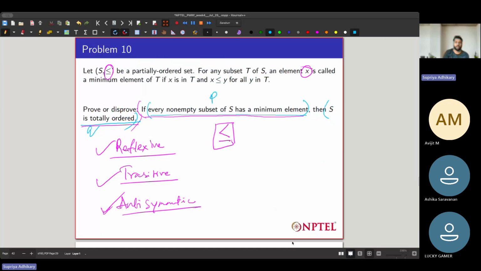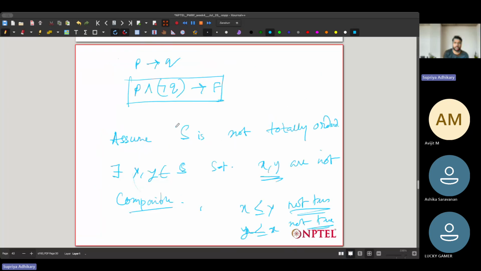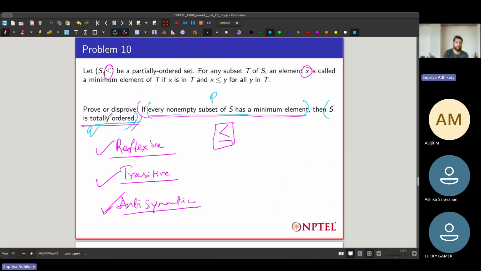Therefore, our assumption was wrong. That is, the assumption that S is not a totally ordered set is not true. So it must be a totally ordered set. So this is a proof that P implies Q.